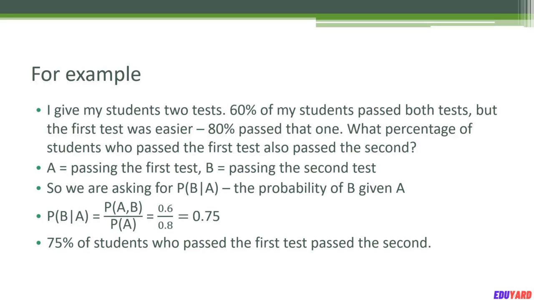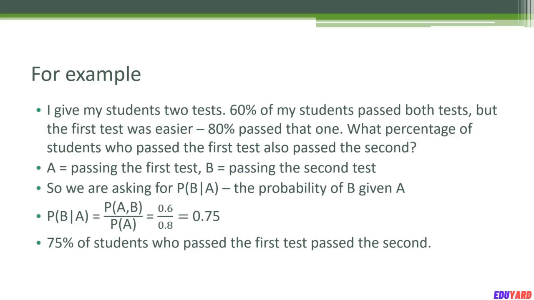You can see this gets confusing pretty quickly with all the A's and B's and commas and types, but let's review again. 60% of the students passed both tests, so P(A, B) is 60%. The first test was easier, 80%, so P of A is 80%.